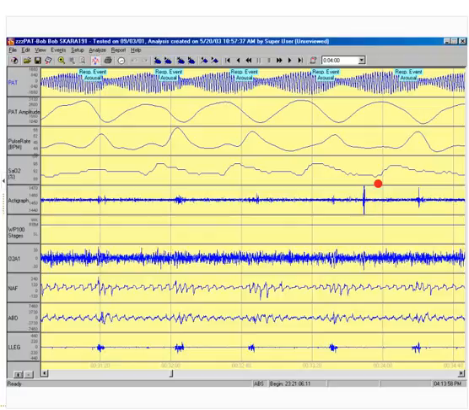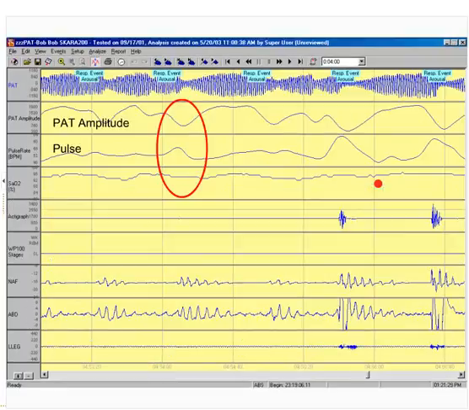Again, if you take the PAT signal and look at the PAT amplitude and the pulse rate, you'll see that they often look like they're in paradoxical relationship to one another. It's because they are. When the heart rate goes up, that tends to cause vasoconstriction, and you see the PAT amplitude decrease, and you have a PAT event.